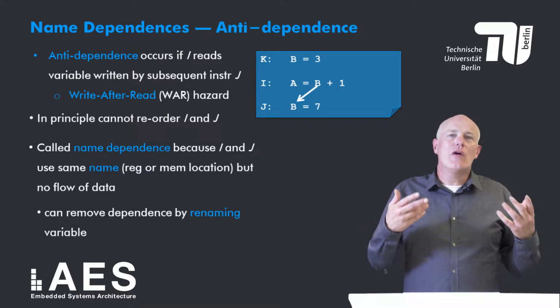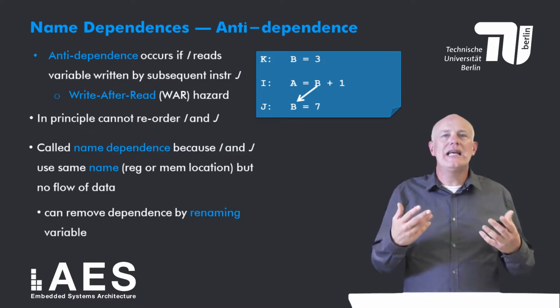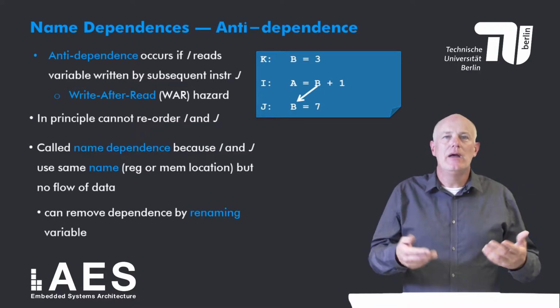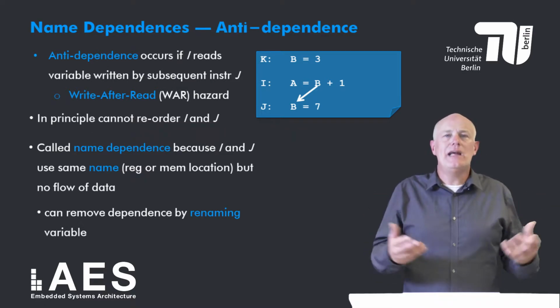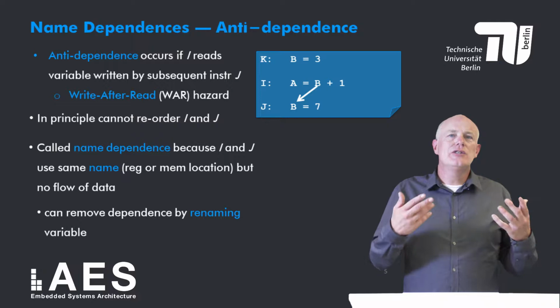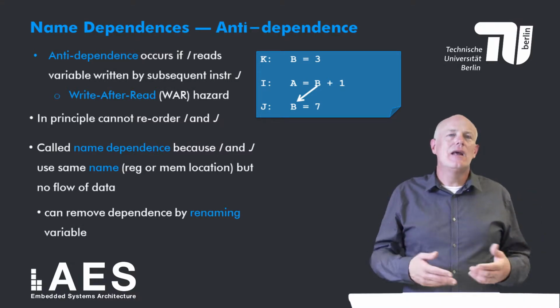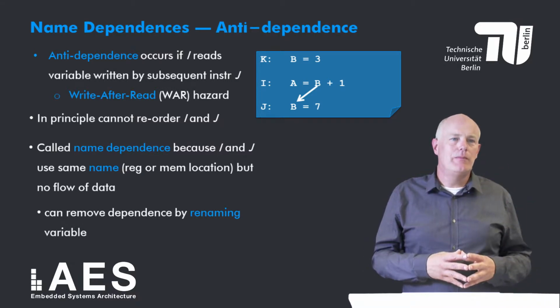Such dependencies are called name dependencies because the instructions use the same name, which can be a register or a memory location, but there is no flow of data between them. In fact, such dependencies can be eliminated by renaming the variable.